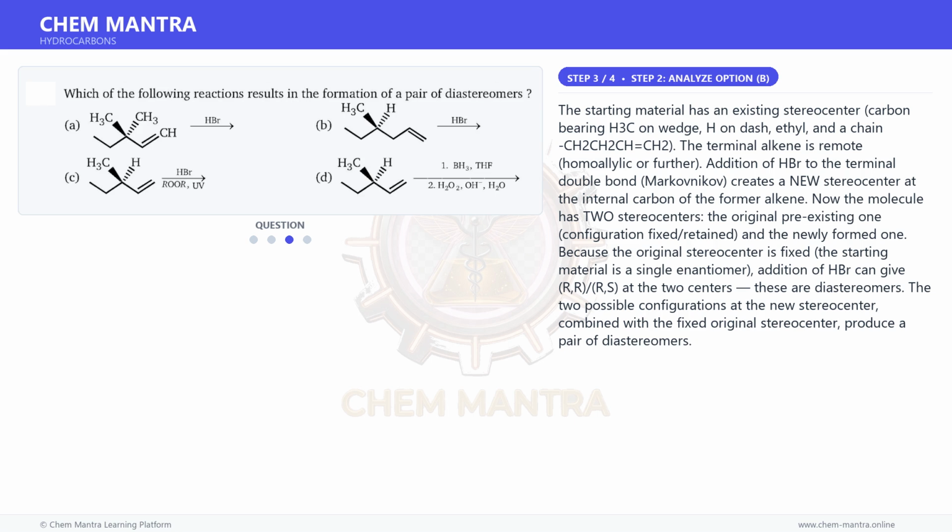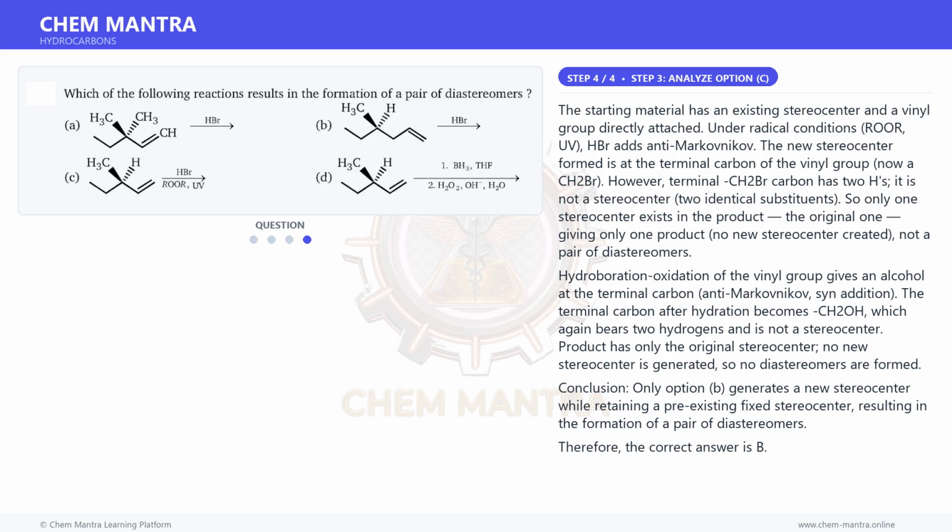Because the original stereocenter is fixed, the starting material is a single enantiomer. Addition of HBr can give R,R or R,S at the two centers. These are diastereomers. The two possible configurations at the new stereocenter, combined with the fixed original stereocenter, produce a pair of diastereomers. And for the final step, the starting material has an existing stereocenter and a vinyl group directly attached.